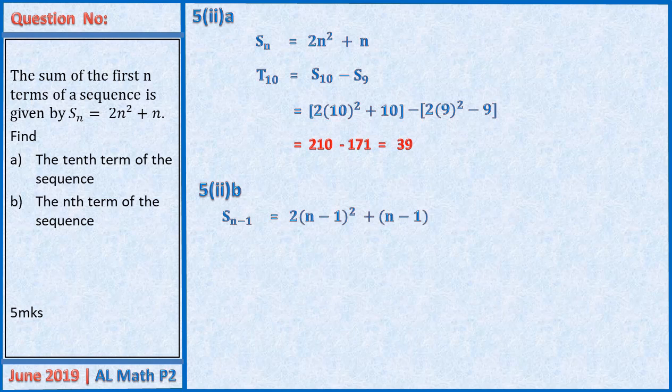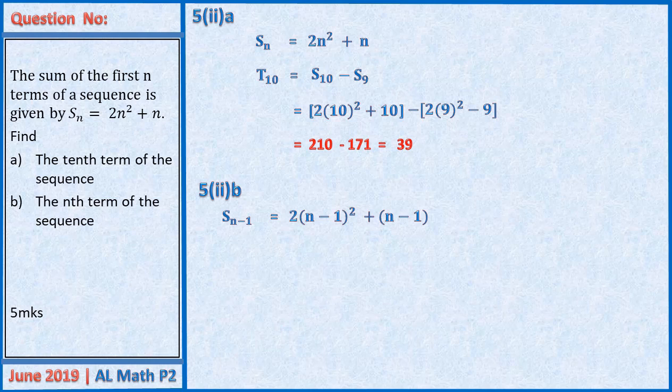Now the next part asks for the nth term of this sequence. The nth term means the general formula to obtain any of the terms. For me to obtain the nth term using the sum, I'll use the same procedure I've used in part A. So the nth term will be given by Sn minus Sn minus 1.